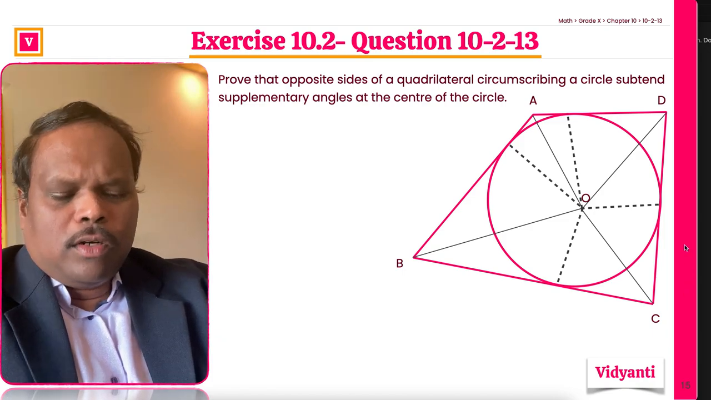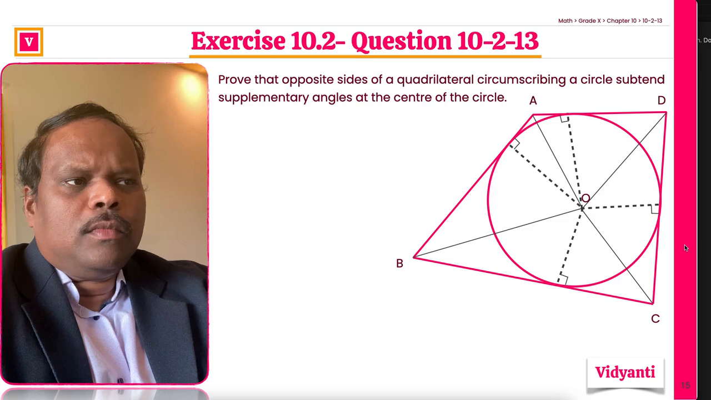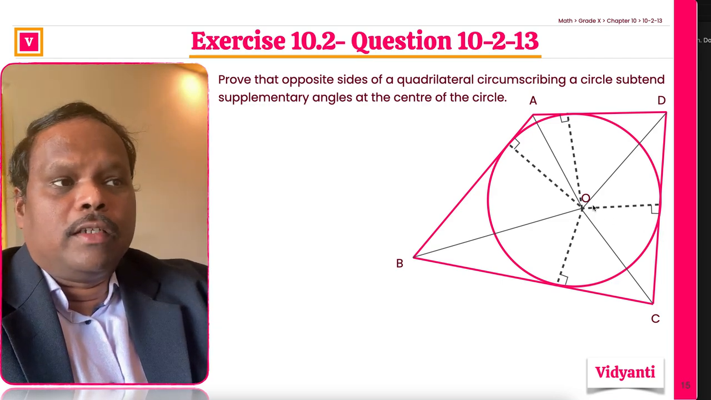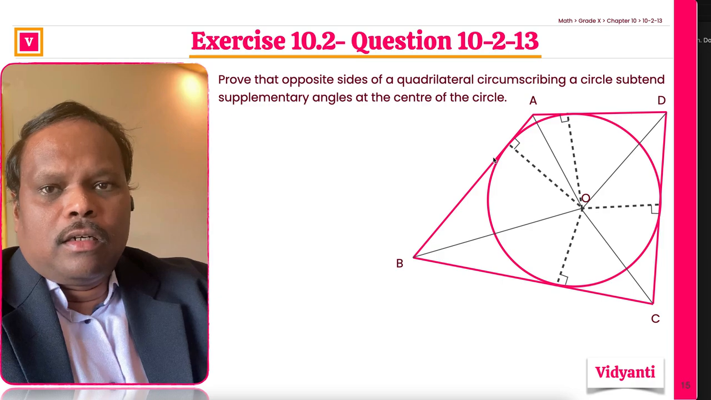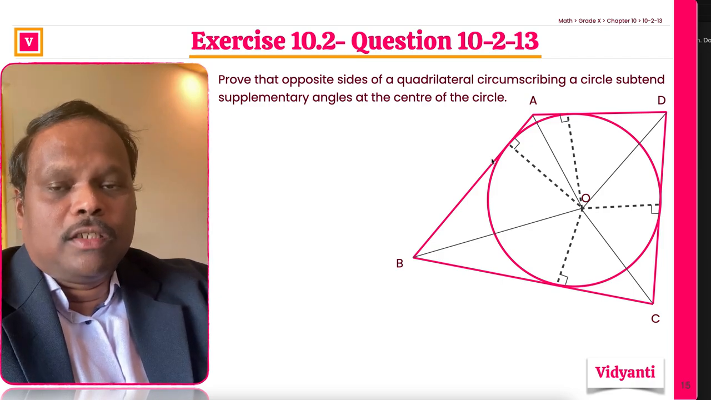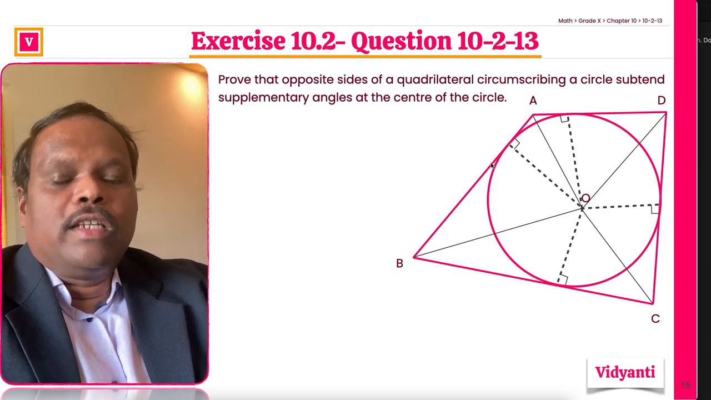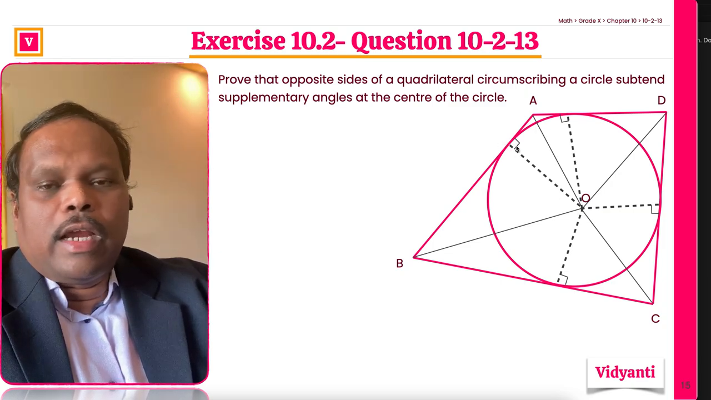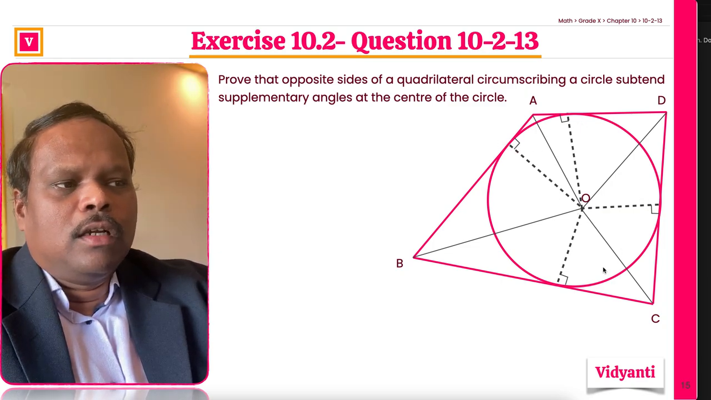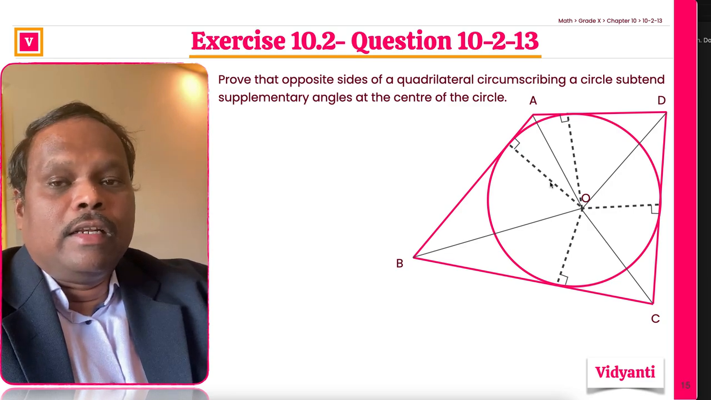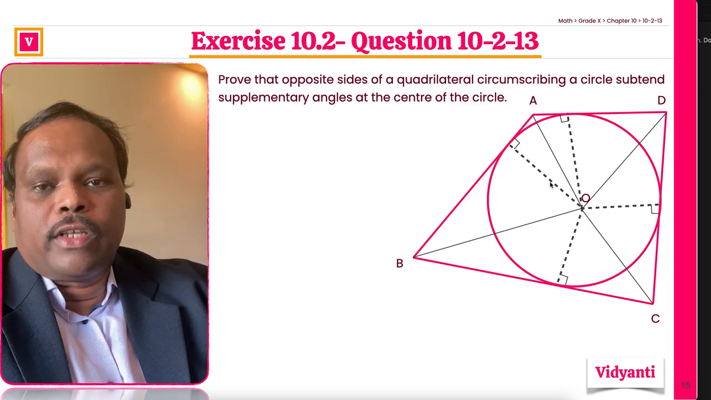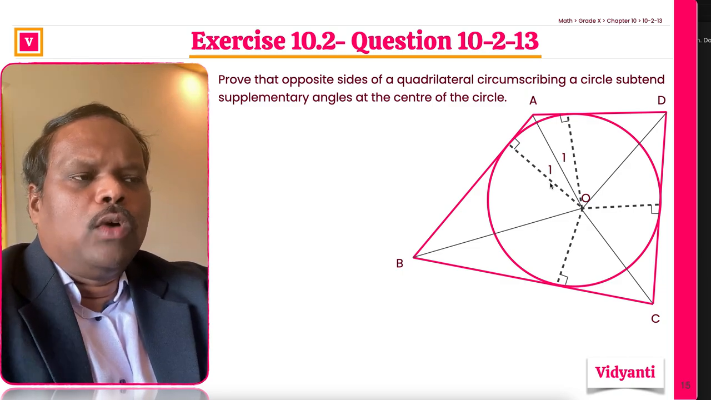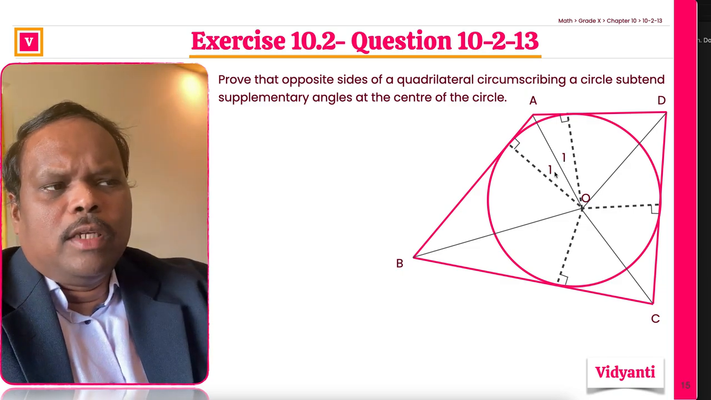Now, first we'll concentrate on these connections from the center to the point of tangency. We know that any tangent, which is in this case, any one side of the quadrilateral, when we connect that with the center, that will be at 90 degrees. So I have mentioned the four dotted lines at 90 degrees. That's a property of circle. Now, if I concentrate on these two angles will be equal.